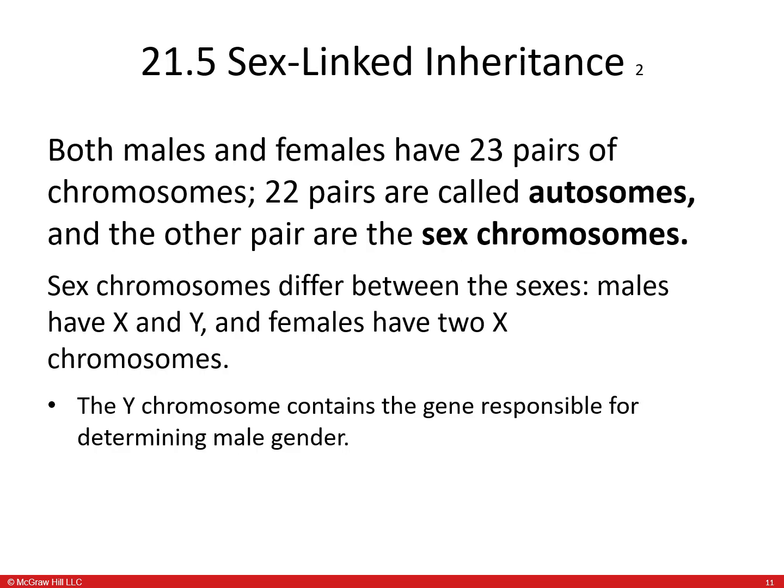In humans, both males and females have 23 pairs of chromosomes. 22 of those pairs of chromosomes are called autosomes. And there's something very special about the 23rd pair. That's the one that determines the sex of the individual.